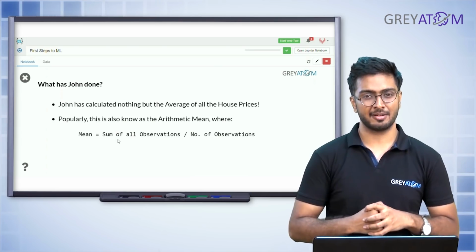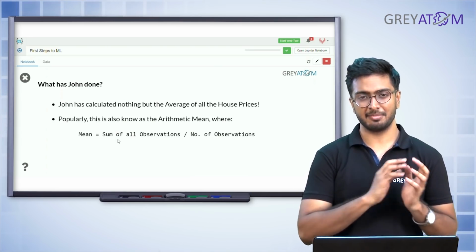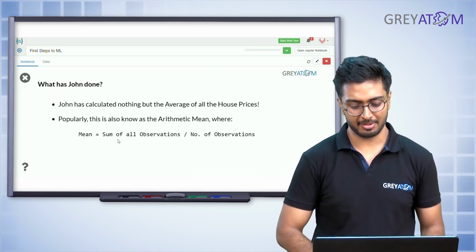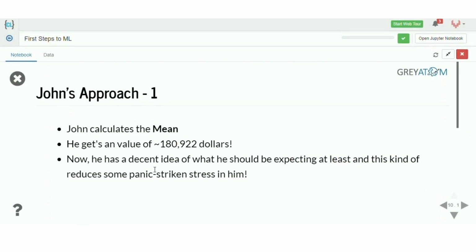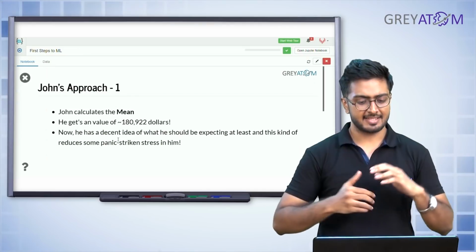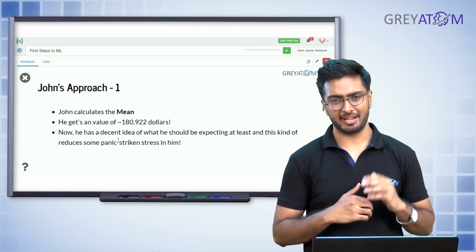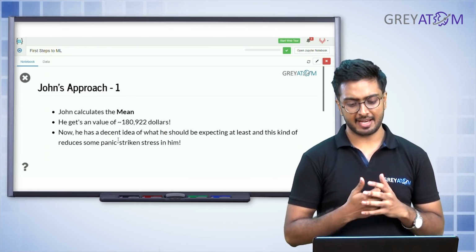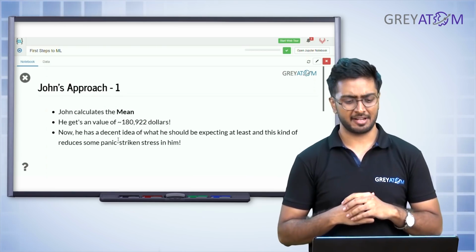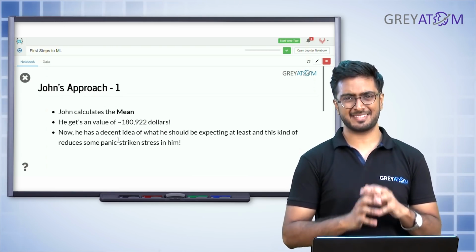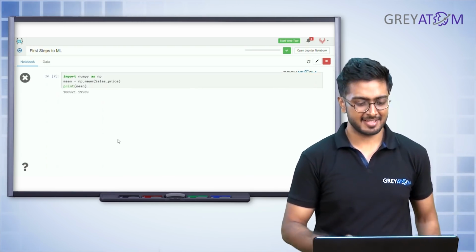So in case it's a continuous variable, the averaging is very simple. You sum up all the values and divide by the number of observations. So John calculates the mean. He gets a value that is roughly $180,922. That's some value, right? That gives him some idea definitely. So now he has a decent idea of what he should be expecting, and it at least reduces the panic-stricken stress in him. Yeah, at least he knows, right?